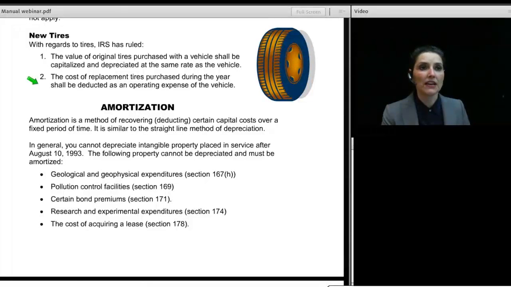Therefore, if you're claiming the standard mileage rate, the cost of new tires will not add to your basis in the car. They would be a maintenance issue with the car and considered to be part of the standard mileage rate. And if you are claiming actual expenses on your car and you replace the tires on that car, you do not depreciate them. They would be a maintenance expense that you claim in the year, obviously multiplied by percentage business use.